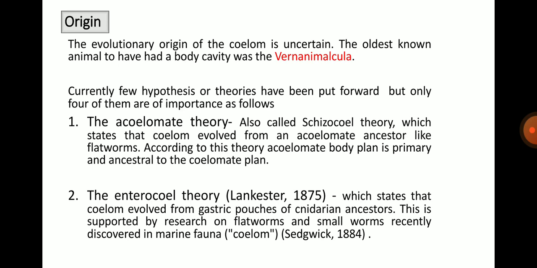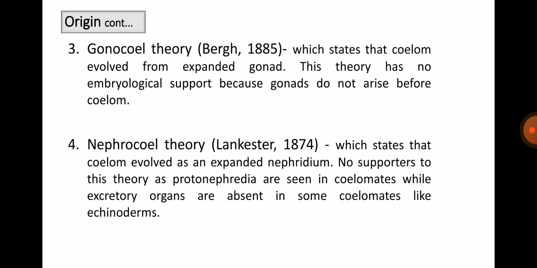The second theory is called enterocoel theory. It was put forth by Lancaster in the year 1875, which states that the coelom evolved from gastric pouches of cnidarian ancestors. This is supported by research on flatworms and small worms recently discovered in marine fauna. The third theory is called gonocoel theory, proposed by Berg in the year 1885, which states that coelom evolved from expanded gonad. This theory has no embryological support because gonads do not arise before the coelom.